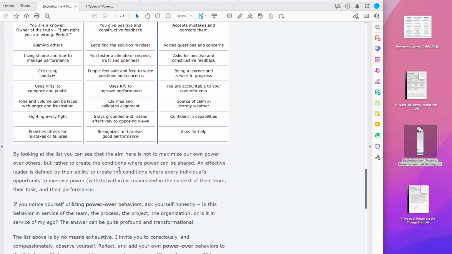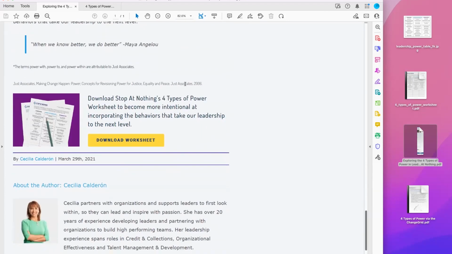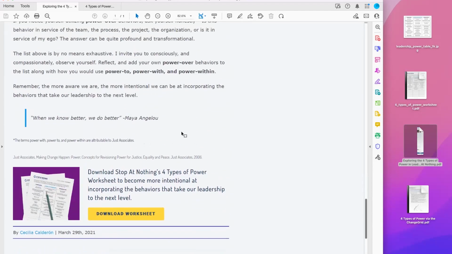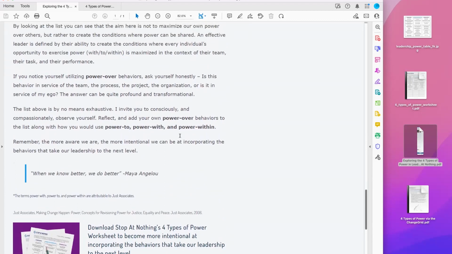Right. And I think that's really the intention of whoever wrote this. In fact, I did look a little bit. They've attributed it to Just Associates back in 2006. So that's 15 years ago. I don't know if Just Associates is still around, probably is. But Just Associates is basically a worldwide women's movement that's all about challenging beliefs, challenging sorts of things.